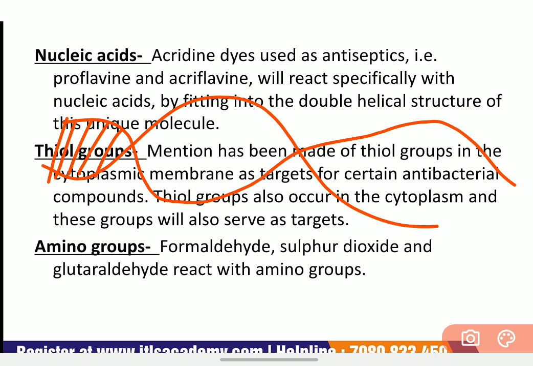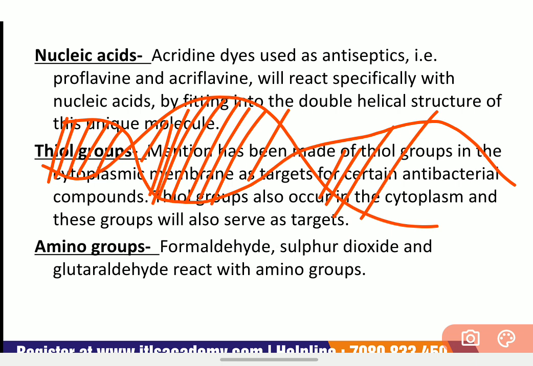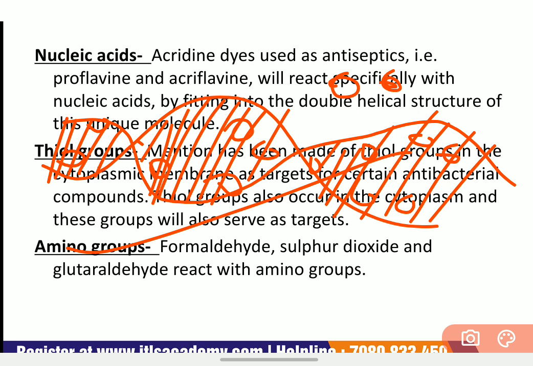As we know, there is a lot of gap present between bases of the double helical DNA. So, if these are acriflavin or proflavin, these molecules can fit inside this DNA and can disrupt the proper functioning of this molecule. In so doing, they interfere with its function and can thereby cause cell death.